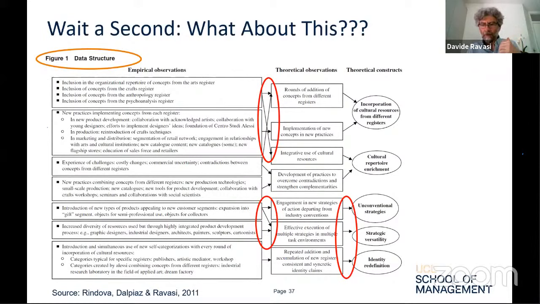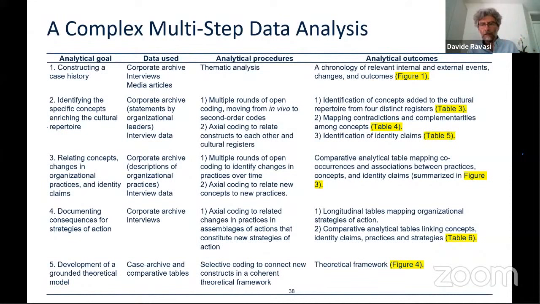We had a table that was showing every single analytical step, clarifying what did we do? Why did we do it? What data did we use? And this is something that I think is really important for every step, clarifying, you see it highlighted in yellow, analytical outcomes. You see that for every step: figure one, table three, table four.